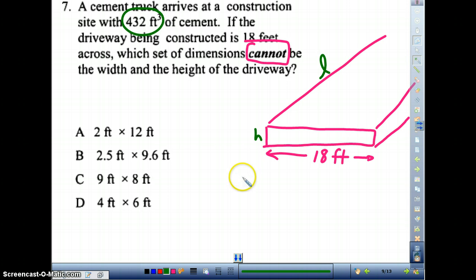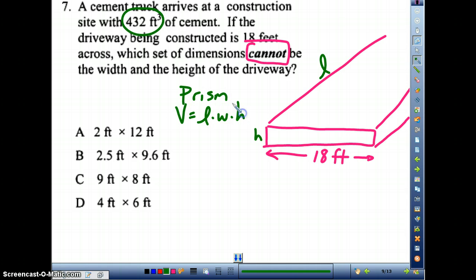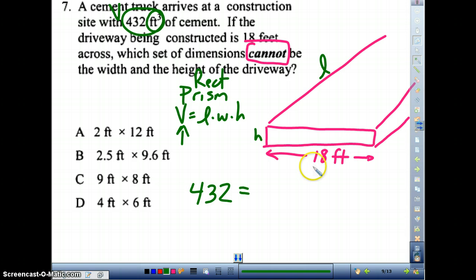So you can just do guess and check. Let's start off with naming the shape. It's a prism. Volume equals length times width times height. It's a rectangular prism. Thank you. I heard you. Length times width times height. They gave us a volume of 432 cubic feet. I know it's volume because it's cubic feet. So I'm going to plug in right there, 432 has to equal my length times my height times my width of 18.